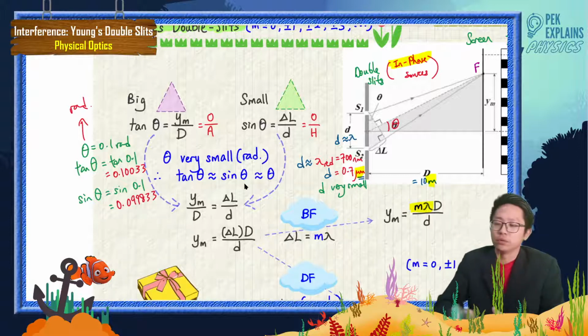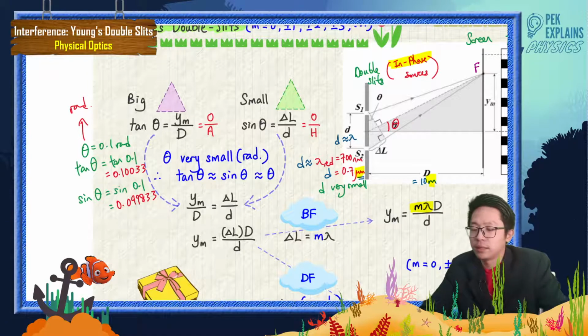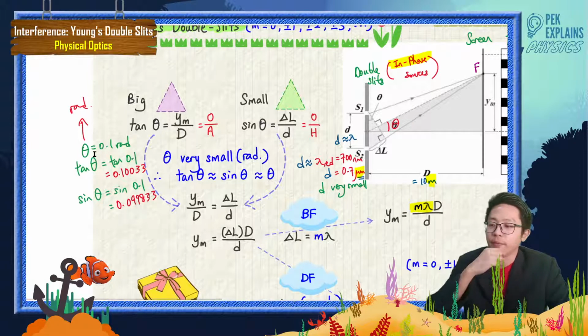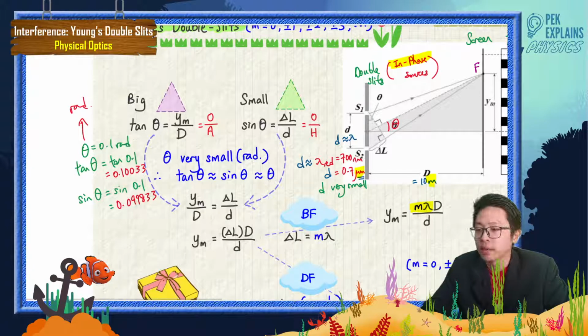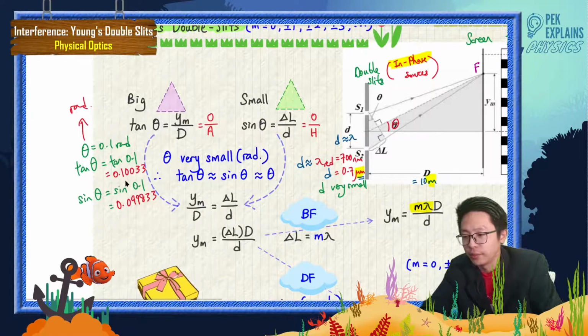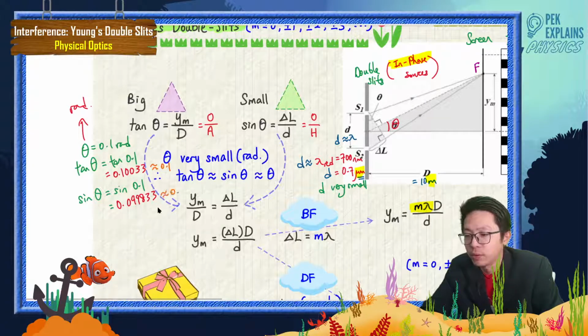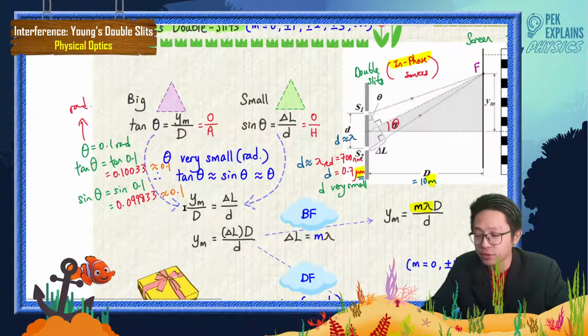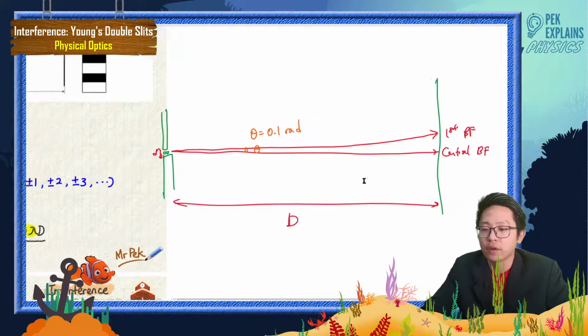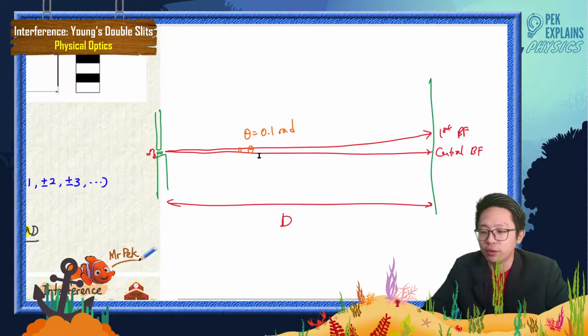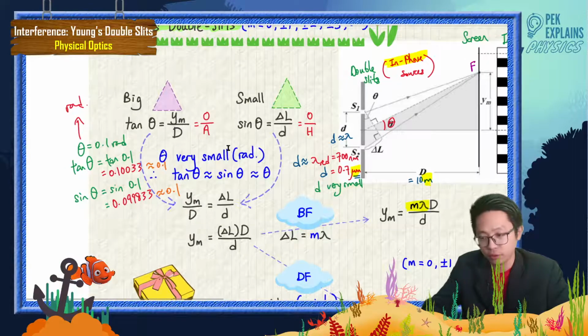0.099833. Oh, you see that? Both of these are almost equal to 0.1. Theta is 0.1. The tangent theta is also almost 0.1. This one, sine theta, is also almost 0.1. Do you see that? So that's why when theta is very small, you use your calculator to calculate.